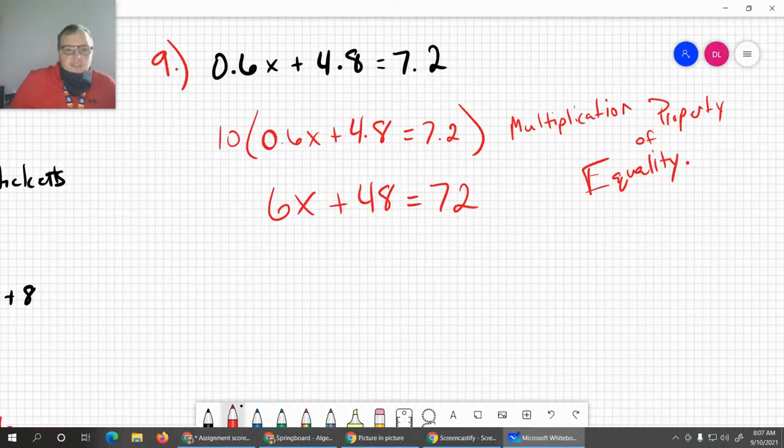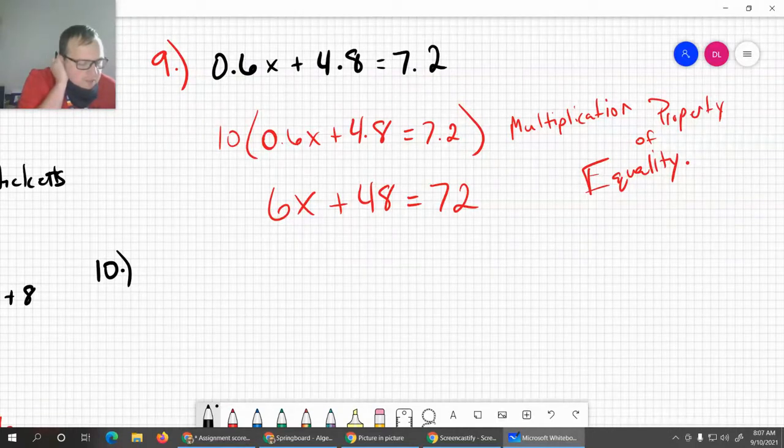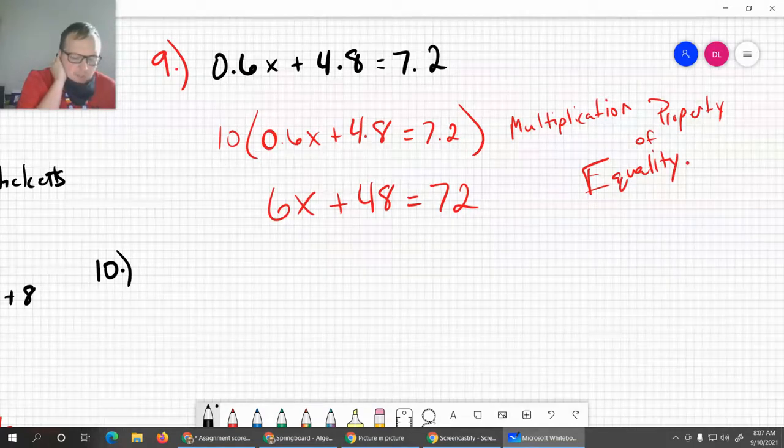Let's see, number 10. Write an expression or equation to represent a real-world situation, and why is it important to be able to describe what each part of the expression represents?